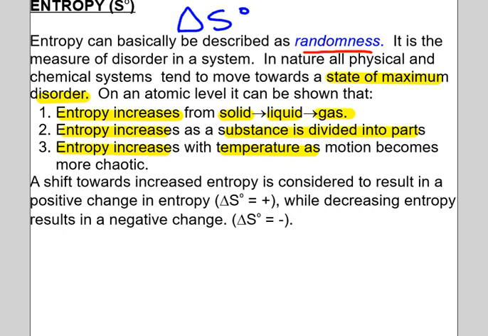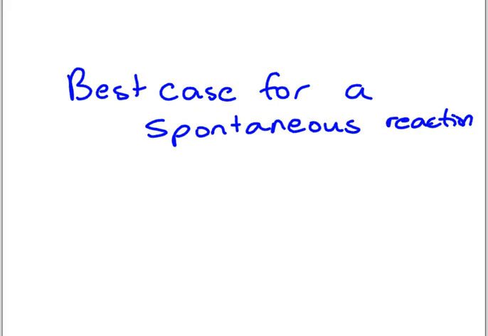Anytime entropy is increasing, energy is being released that can make a reaction tend to go. So a positive change in entropy favors a chemical reaction going, and a negative change in entropy requires energy and often favors a reaction not wanting to go on its own. What then would be the best case for a spontaneous reaction?